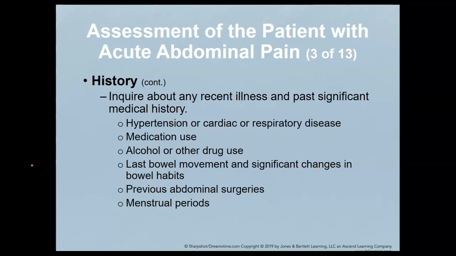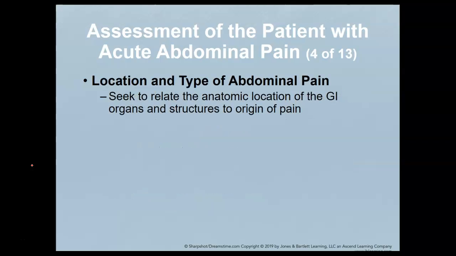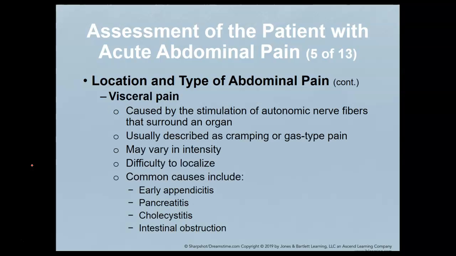Again, location and type of abdominal pain. Seek to relate the anatomic location of GI organs and structures to the origin of pain. Okay, and let's talk about different types of pain. People kind of get hung up on the different types of pain, and it definitely can be something that's confusing. So let's understand visceral pain.